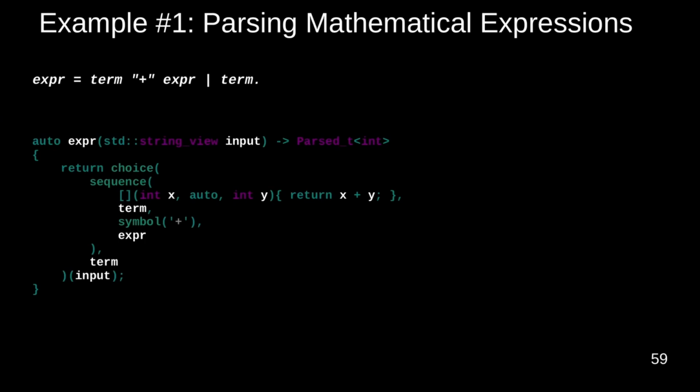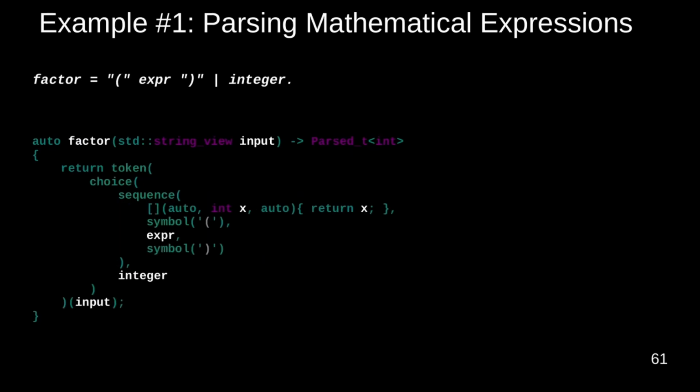Okay, same thing with term. It's a factor, multiplication sign, term, or a factor. So it's a choice between a sequence, where we keep the factor and the term and multiply them, or it's a factor. And finally, factor: it's a left parenthesis, expression, right parenthesis, or an integer. So again, a sequence, we just keep the expression and return it.